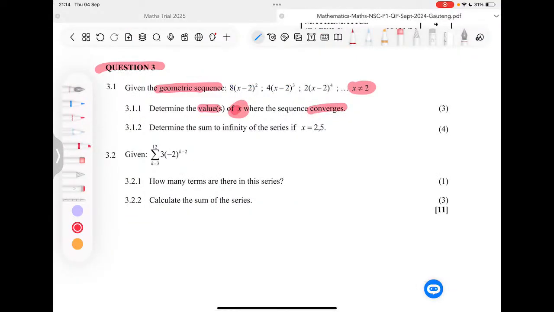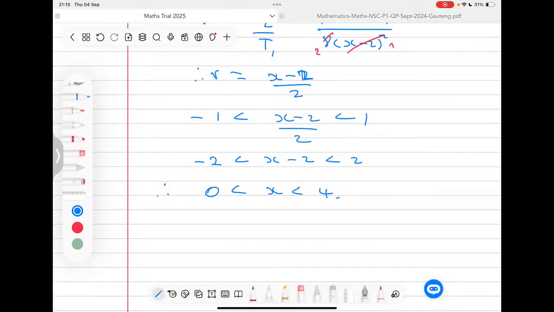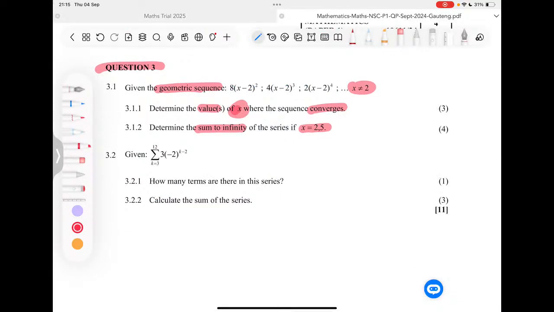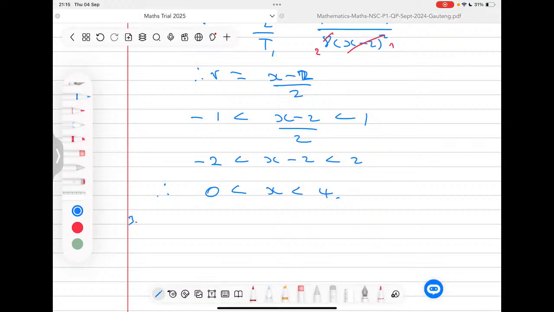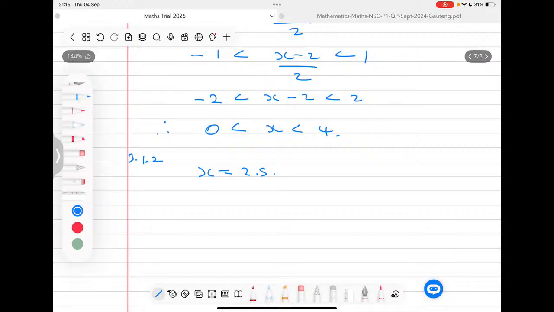Now, the next question says we determine the sum to infinity. Again, this is a popular question that you are most likely going to get. It's always in the exams, where they require you to find the sum to infinity of the series. They say here, if x is equal to 2.5. So we are doing 3.1.2, and we're saying x is equal to 2.5, and we want to find where this series converges.